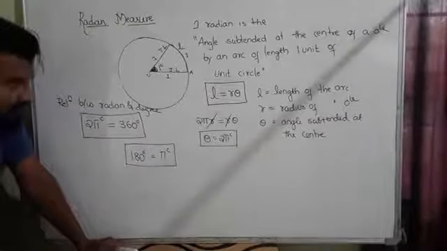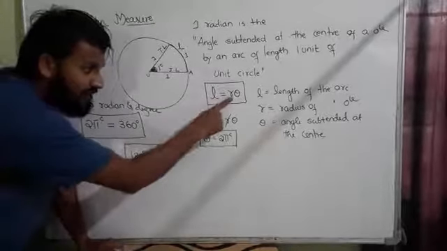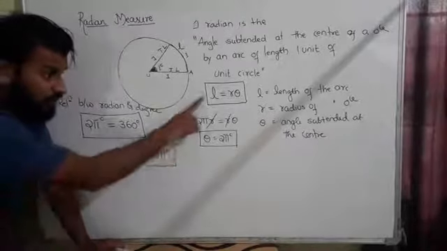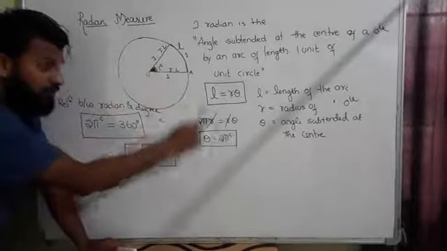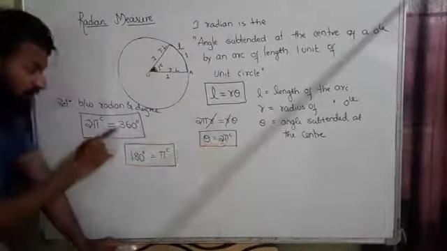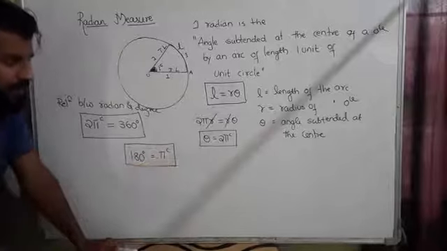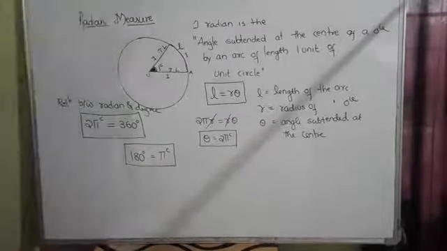I told you what a radian is. Then I gave you one relation between the length of the arc, the radius of the circle and the angle subtended in radian. From that we got to know that one complete revolution makes 2 pi radians, which is nothing but 360 degrees, and hence we got 180 degrees equal to pi radian. I hope you understood. So please pause the video and note it down.